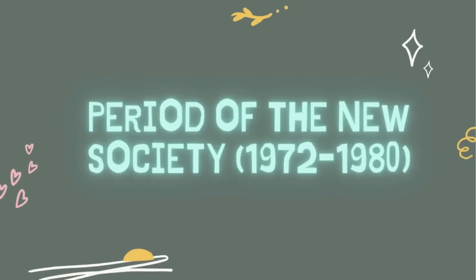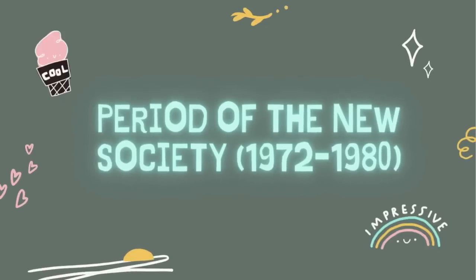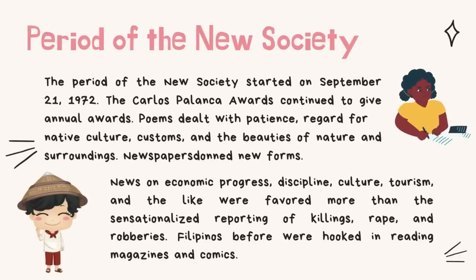Next, the period of the New Society, 1972 to 1980. The period of the New Society started on September 21, 1972. The Carlos Palanca Awards continued to give annual awards. Poems dealt with patience, regard for native culture, customs, and the beauties of nature and surroundings. Newspaper donned new forms. News on economic progress, discipline, culture, tourism, and the like were favored more than the sensationalized reporting of killings, rape, and robberies.